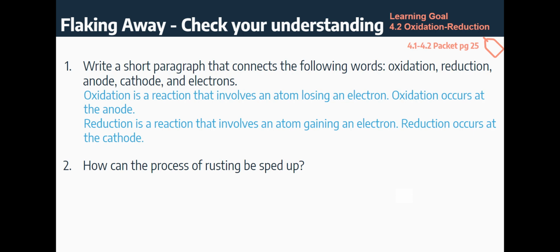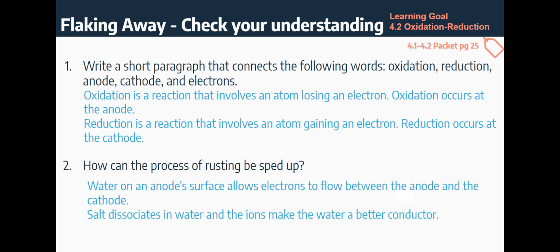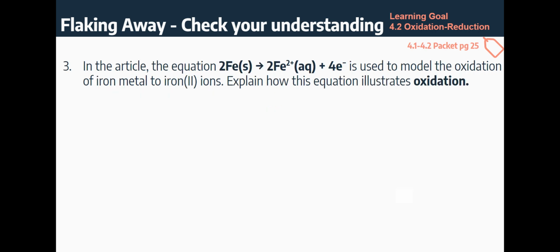How can the process of rust be sped up? The article also talked to us about this, about salt. Salt is a big contributing factor in coastal areas and in states or areas that get frequent snow. So salt, either from the ocean or from that rock salt that we put on the roads to prevent icing, dissociates and makes water a better conductor. Water on the anode surface allows those electrons to flow more easily between the anode and cathode, which speeds up that process of rust, because rust is an example of a redox reaction.